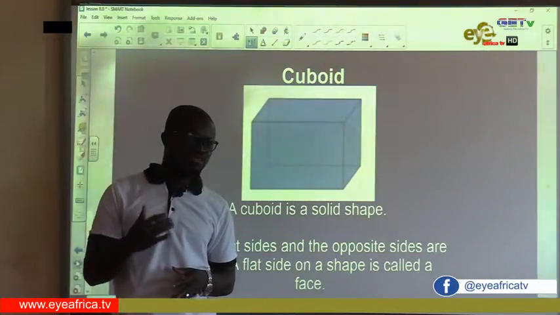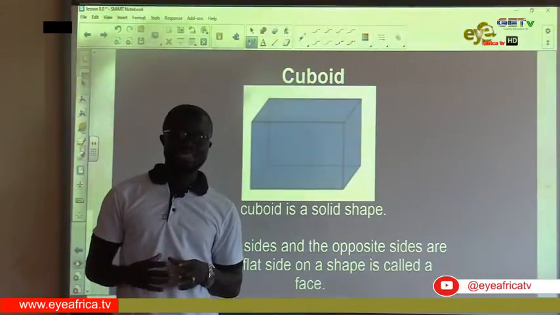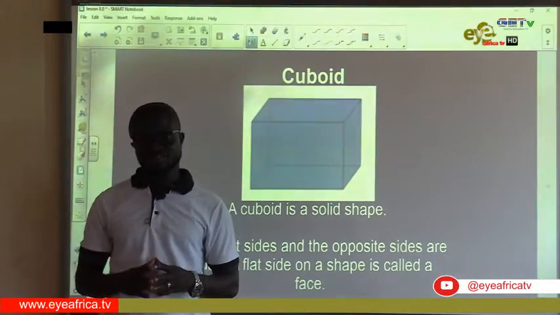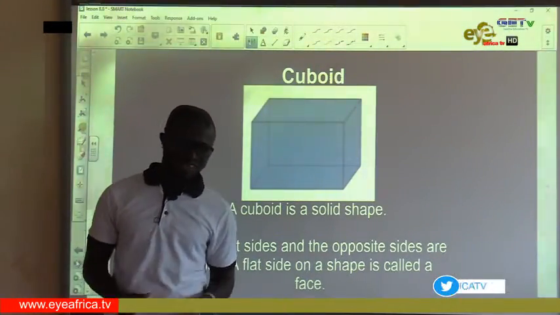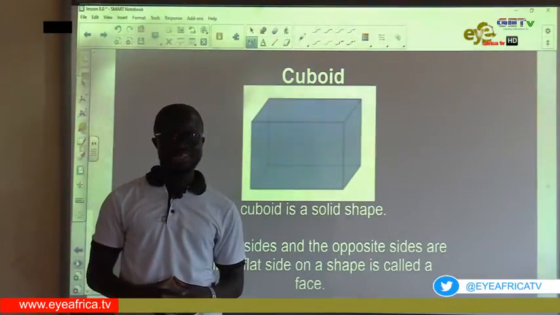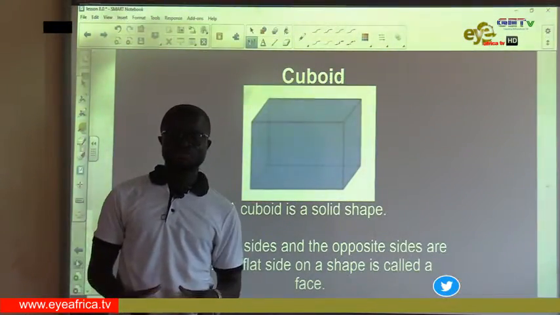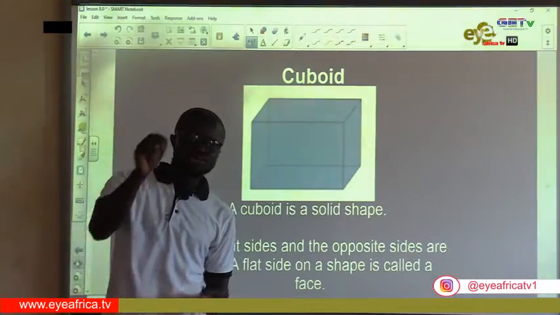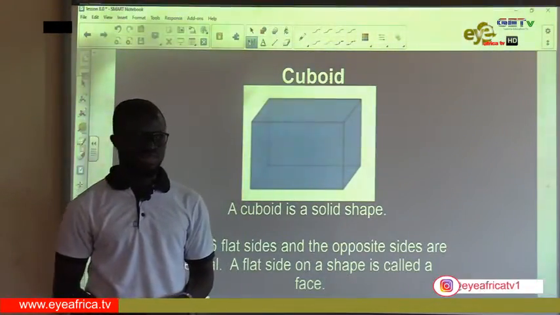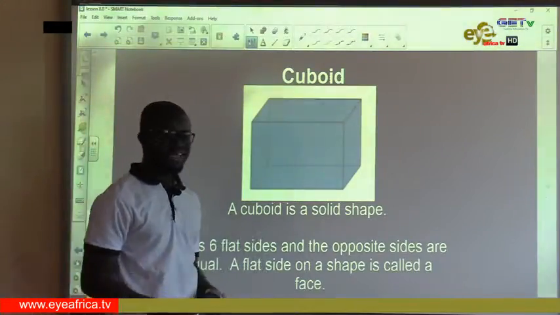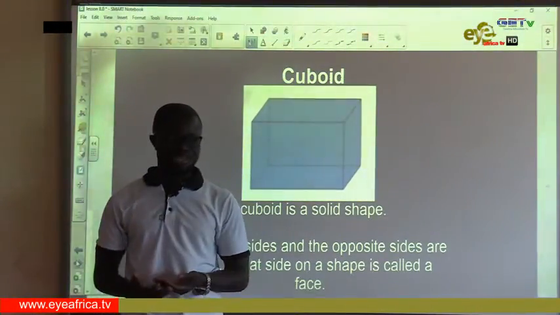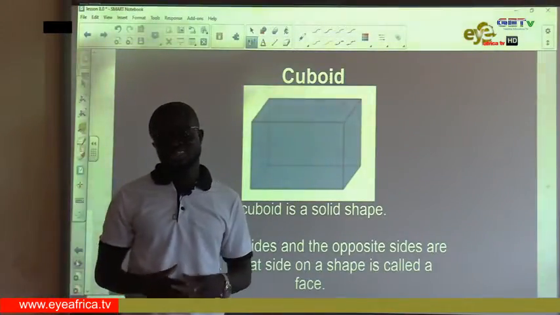If I can take you back a little bit to the cube, I said the cube is made out of what? Square faces. And how many are they? We say there are 6 in number. And those 6 faces are put together to get how many corners? 8 corners. Now for the cuboid, let's see what similarities it has with a cube and what their differences are, if possible.